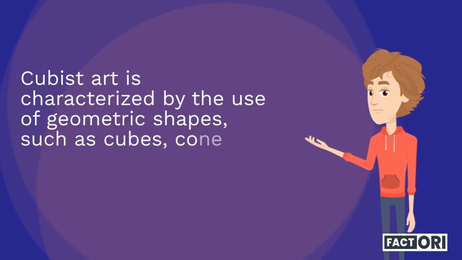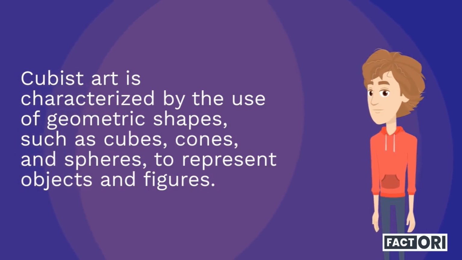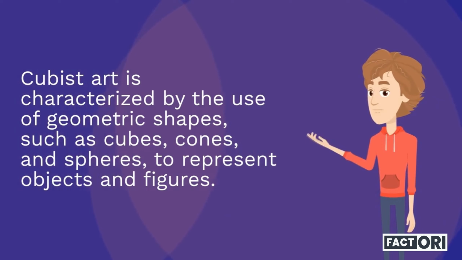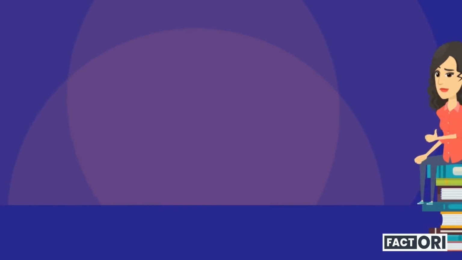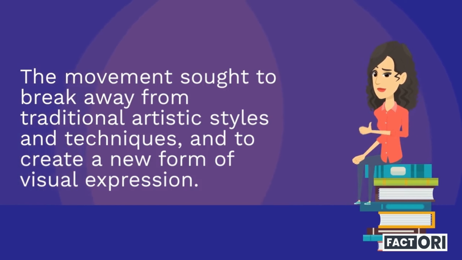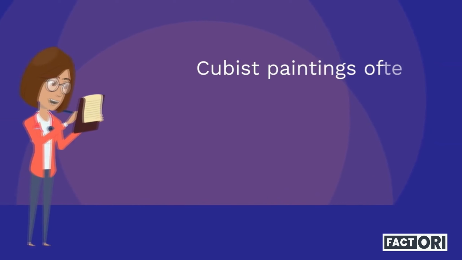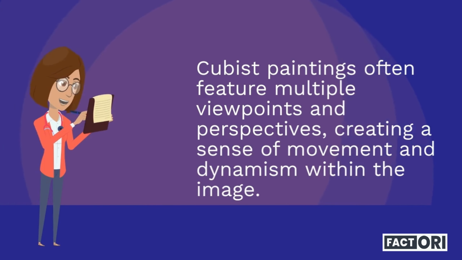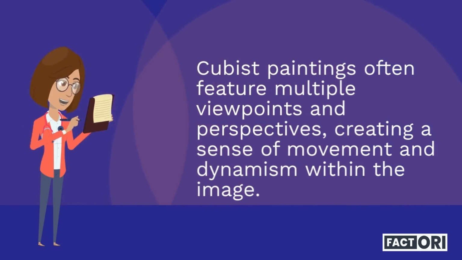Cubist art is characterized by the use of geometric shapes, such as cubes, cones, and spheres, to represent objects and figures. The movement sought to break away from traditional artistic styles and techniques and to create a new form of visual expression. Cubist paintings often feature multiple viewpoints and perspectives, creating a sense of movement and dynamism within the image.